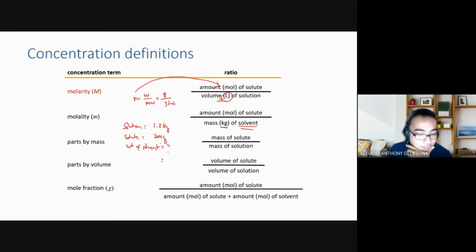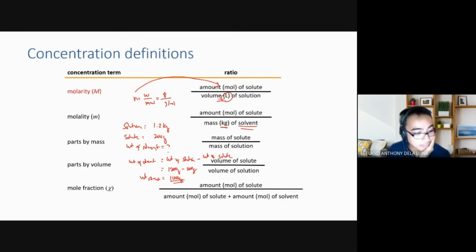So, what do I do here? What you need to do is the weight of solution minus the weight of solute, and that would give you the weight of the solvent. In this case, class, that's 1,200 grams minus 200 grams. That would give you 1,000 grams. So, are we clear? That's the weight of your solvent.